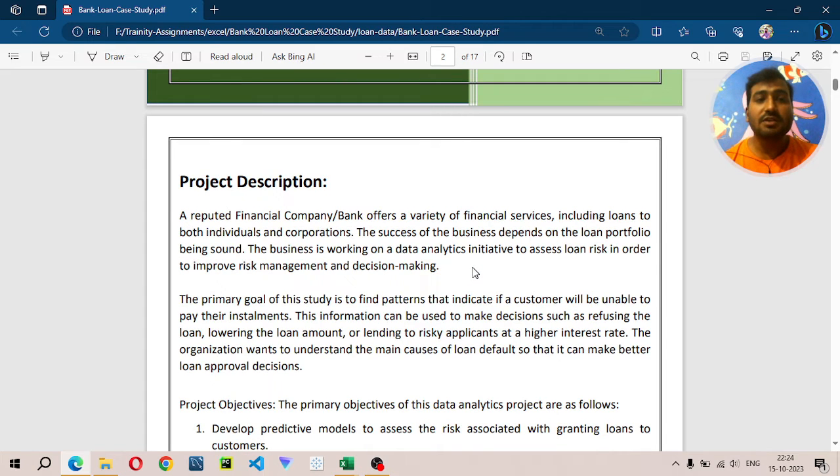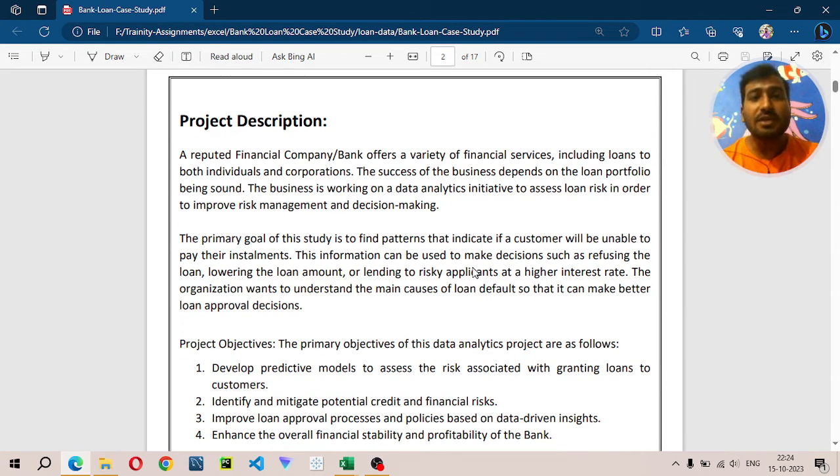Coming to the description of this project, any financial company or bank offers a variety of financial services including loans, and the success of this business depends on the loan portfolio being sound. Any bank working on a data analysis initiative to assess loan risk in order to improve risk management and decision making. The primary goal of this study is to find the pattern that indicates if a customer will be unable to pay their installments. This information can be used to make decisions such as refusing the loan, lowering the amount of loan, or lending to risky applicants at a higher interest rate.